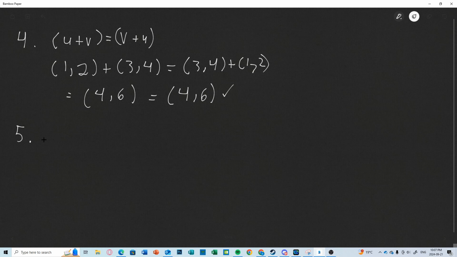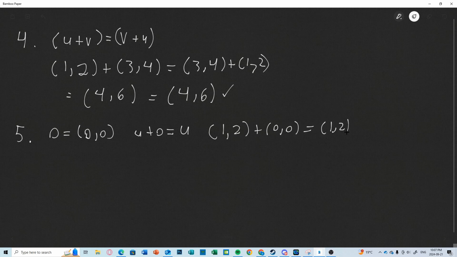Number 5 is the existence of the zero vector, which means that we have 0 equal to (0, 0), and that u plus 0 is equal to u. This works in this case because if we have (1, 2) and we add (0, 0), that gives us (1, 2) in return, meaning this axiom works as well.